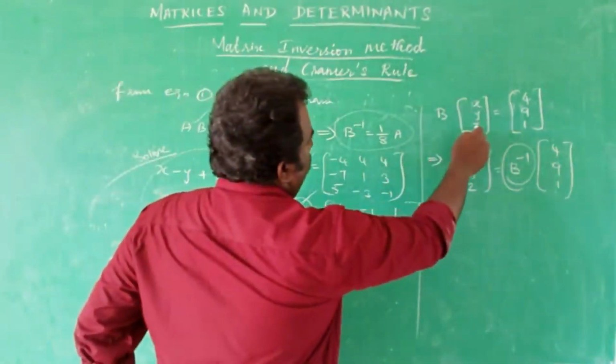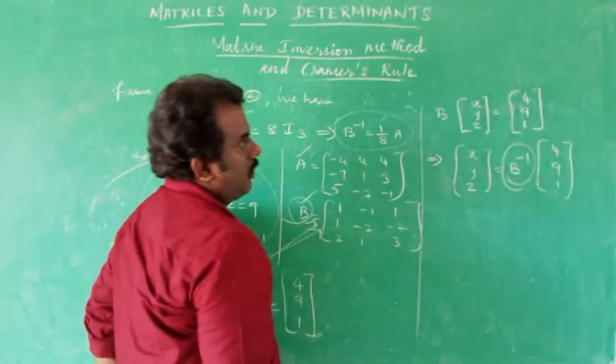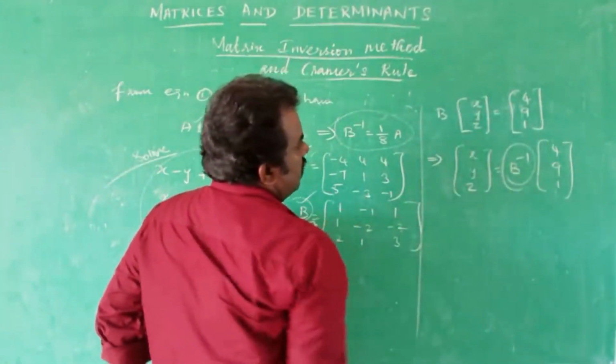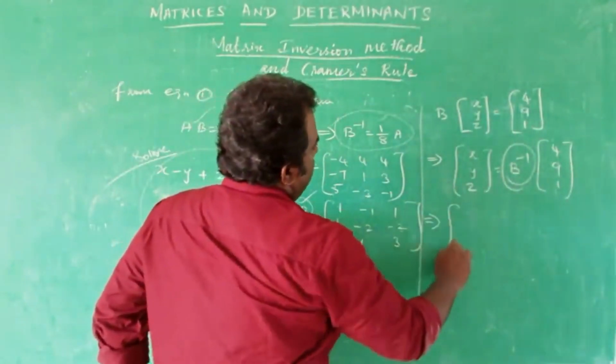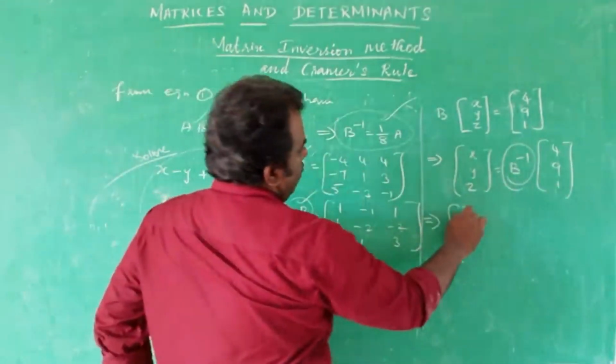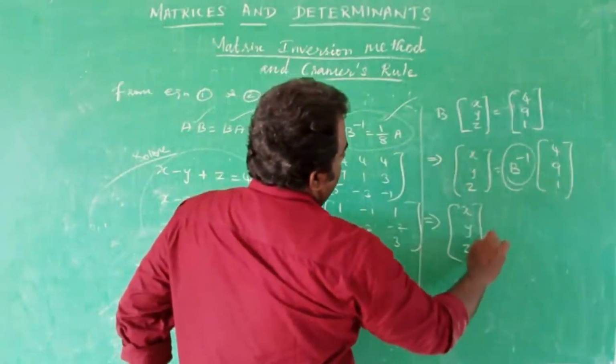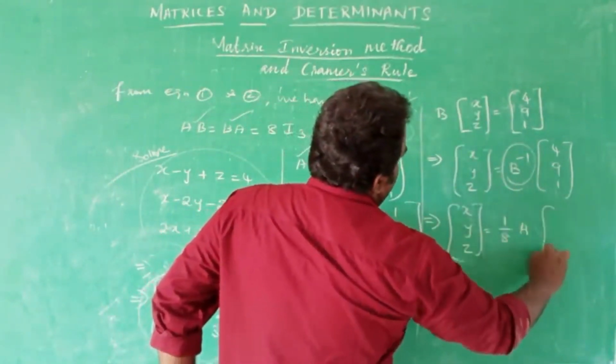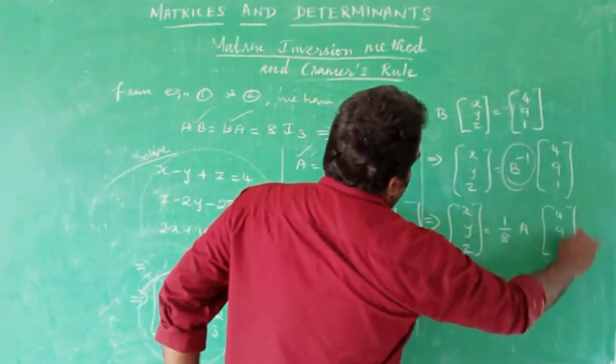So B into x, y, z is equal to 4 9 1. So what is x, y, z? Take this B to the right hand side, that is B inverse. So now what is our B inverse? That B inverse is equal to 1 by 8 into A. Then x, y, z is equal to 1 by 8 into A into 4 9 1.